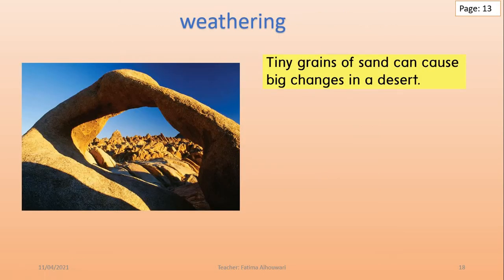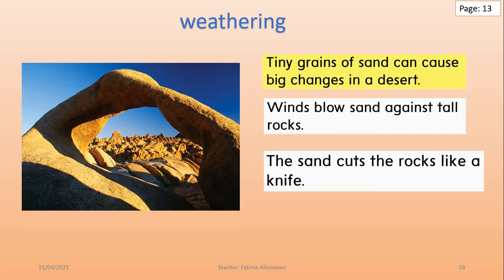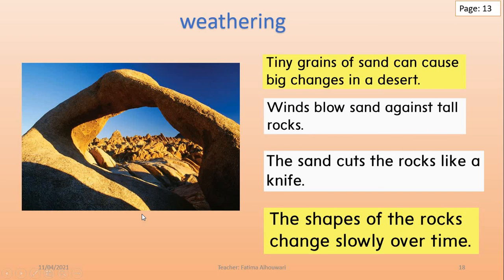Tiny grains of sand can cause big changes in a desert. Winds blow sand against tall rocks. The sand cuts the rocks like a knife. Observe this tall rock. Observe how it's shaped. The sand changed the shape of this rock this way. It has a big hole now. The shapes of the rocks change slowly over time. It may take many years.